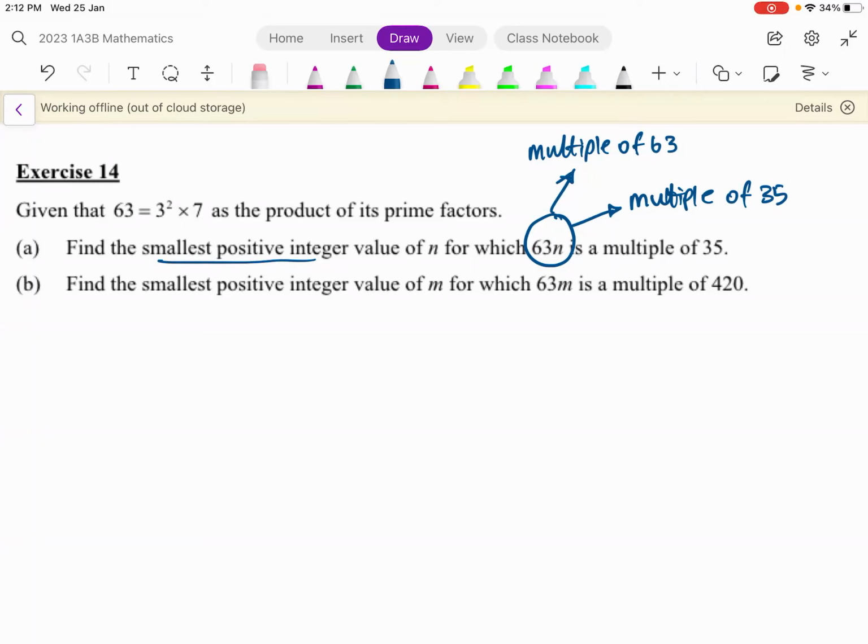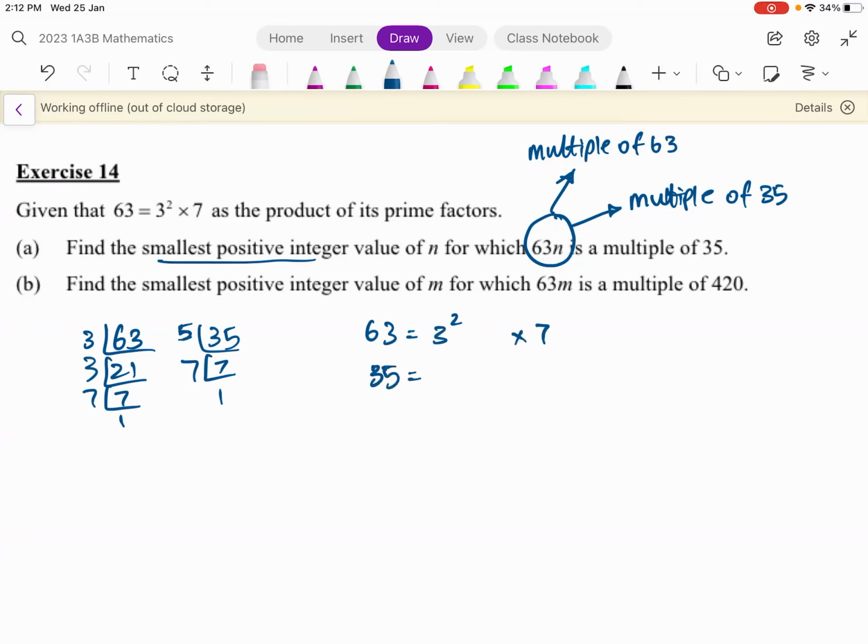LCM of which two numbers? 63 and 35. So that gives us a clue. How do we do it? 63, divide this by 3, 21, 3, 7, 7, 1. And then our 35 will be our 5 and 7. So 63 is 3 square times 7, 35 is 5 times 7. LCM, 3 square, 5 and 7. This is my LCM. They didn't ask for LCM, but I know that LCM is going to be required to solve it.